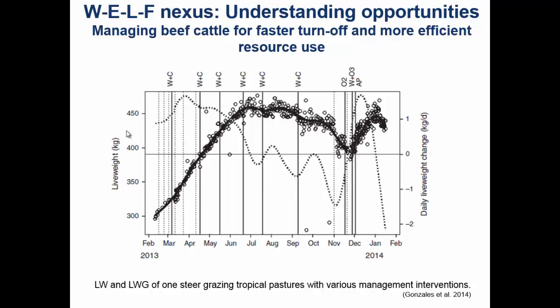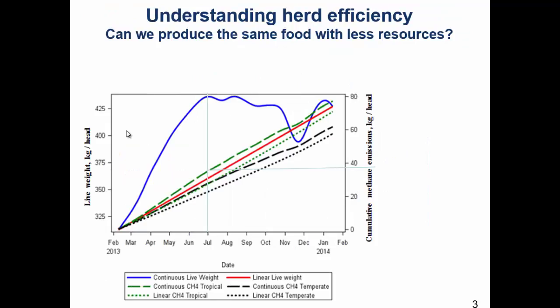So if you move paddocks, you get an increase in the daily live weight gain, daily intake, and then it falls off again. And if we just look at that shape, this is the start of the wet season, animals often lose about 2 months' worth of growth in that period. How can we use this information better?